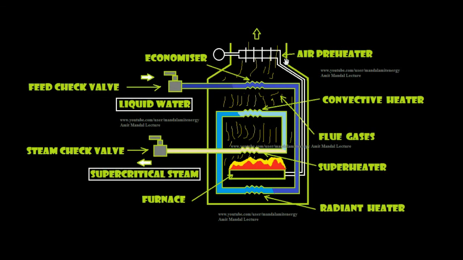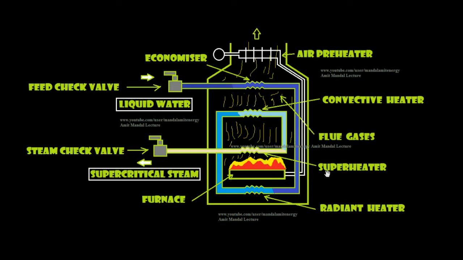And this white colored component, you can see, is the air preheater. What happens is that after dispensing the heat to the economizer, the flue gases still contain some heat. So that heat is utilized for warming up the air which is required for combustion inside the furnace, because inside the furnace fuel and air combine so that combustion can happen.